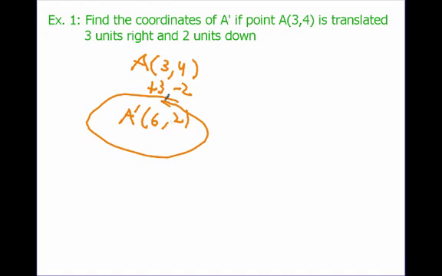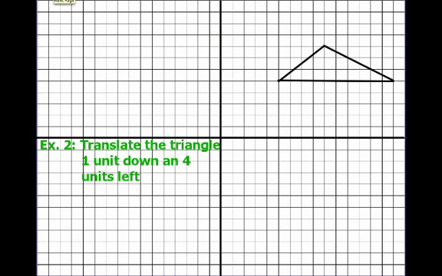Nothing to it. All I do is add or subtract based on whether I'm moving left or right or up or down. Now I can also do this visually. This says translate the triangle 1 unit down and 4 units left. So what I'm going to do is go to each one of these points, and I'm going to move it 1 down and 4 left.